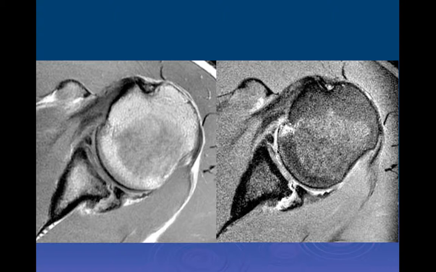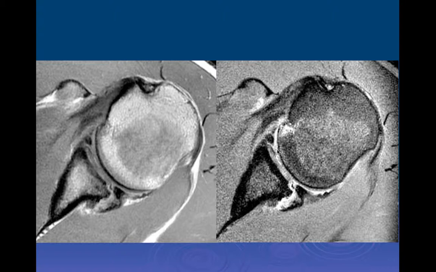But that's not the question. We can all see that. How did this person get the posterior labral tear? Susie, you got to be quiet. Posterior labral tear. The muscle development. Okay. So he's got very good muscle development.